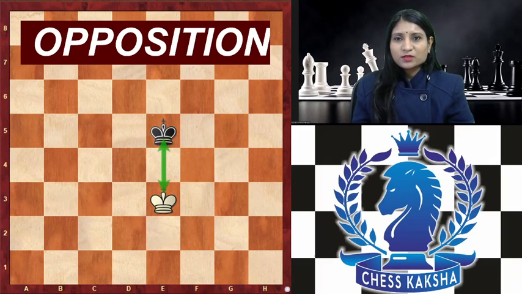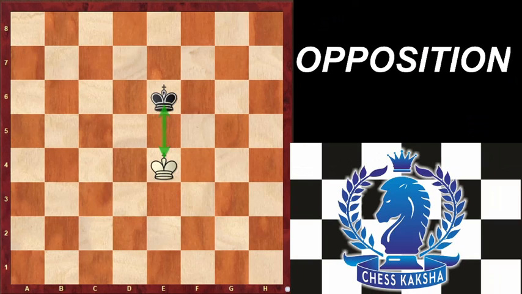There are four types of opposition: vertical opposition, horizontal opposition, diagonal opposition, and distant opposition. So let's learn about the advantages of gaining opposition. This is the example of vertical opposition. When both kings are standing on the same file and separated by one square, this is called vertical opposition.